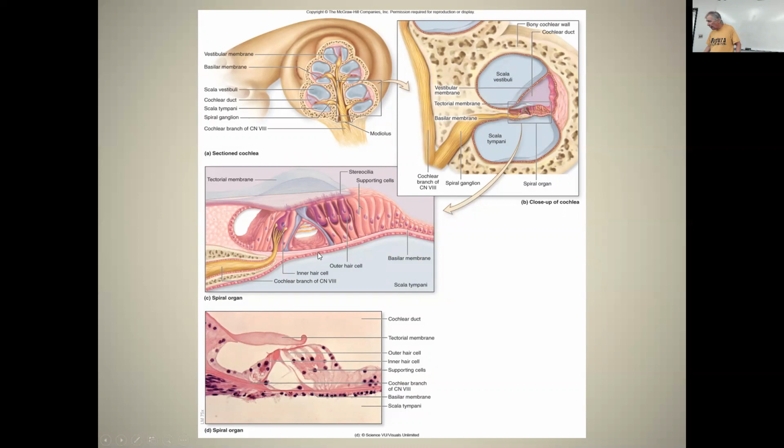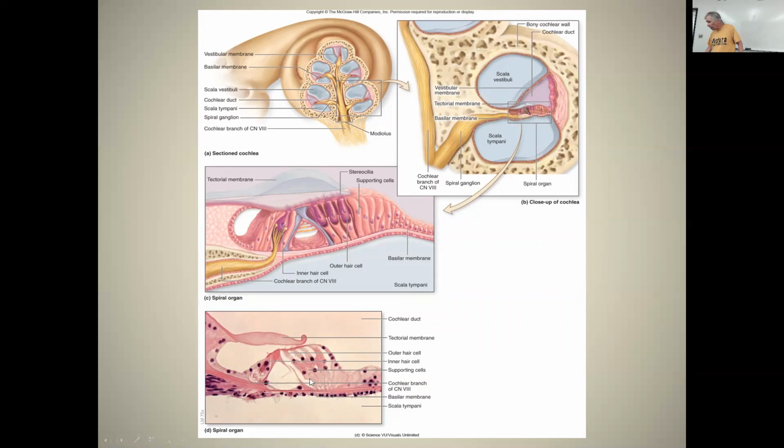You blow that up, and here it is. Tectorial membrane here. Here's the hair stereocilia that are embedded in it. And remember, this membrane doesn't move. There's some supporting cells that are helping the hair cells. And here's the hair cells. There's an inner set of hair cells and an outer set. We don't have to worry about that.